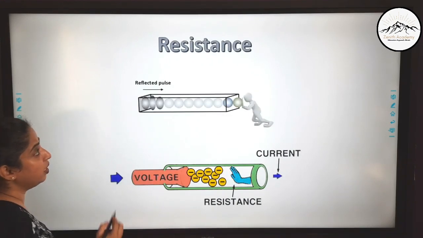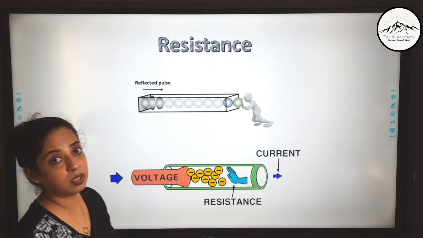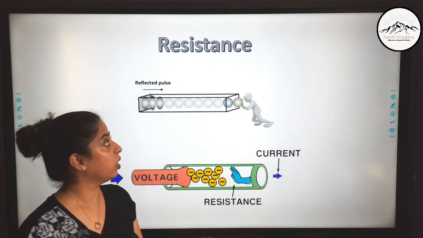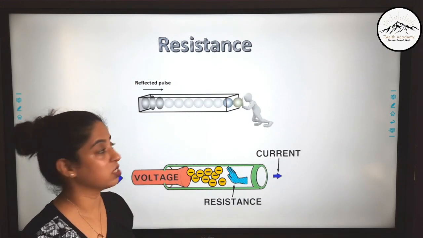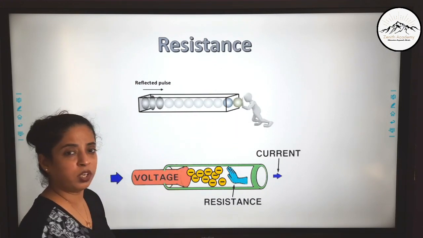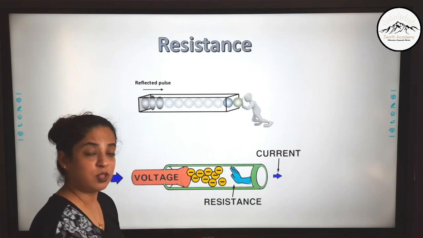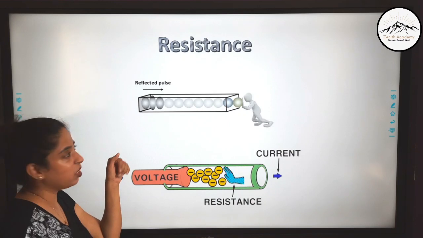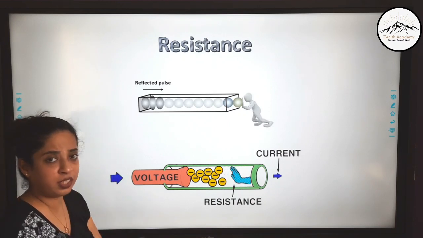So let's move ahead and study about another property, that is resistance. We studied what is current. Now let us talk about what is resistance. So here you can see Mr. Volt trying to push hard so that the electrons can move and current can flow. But here there is something which is restricting the flow.